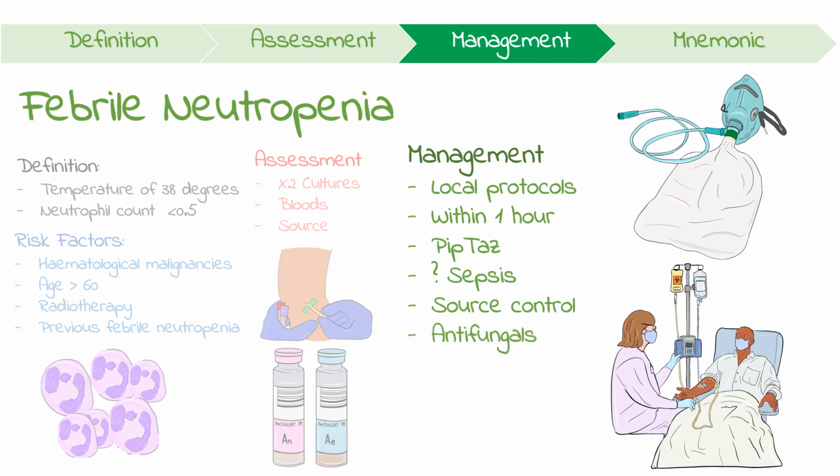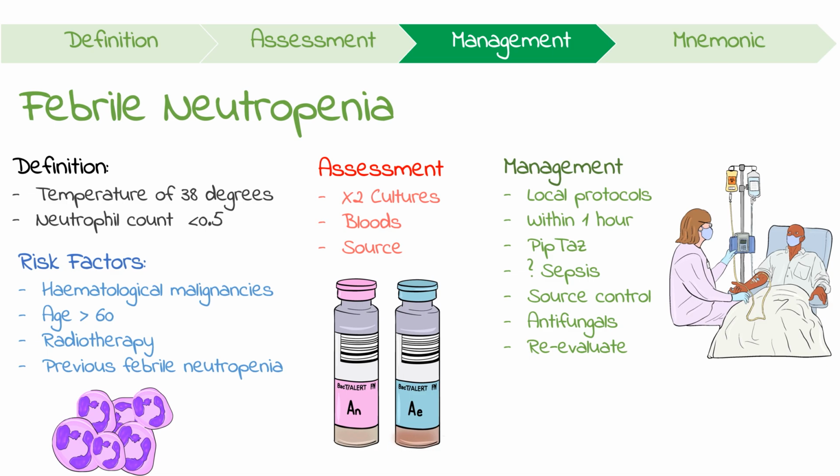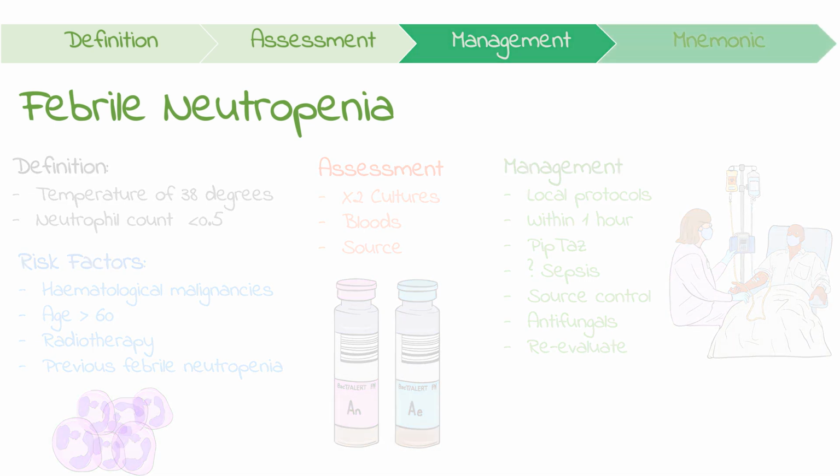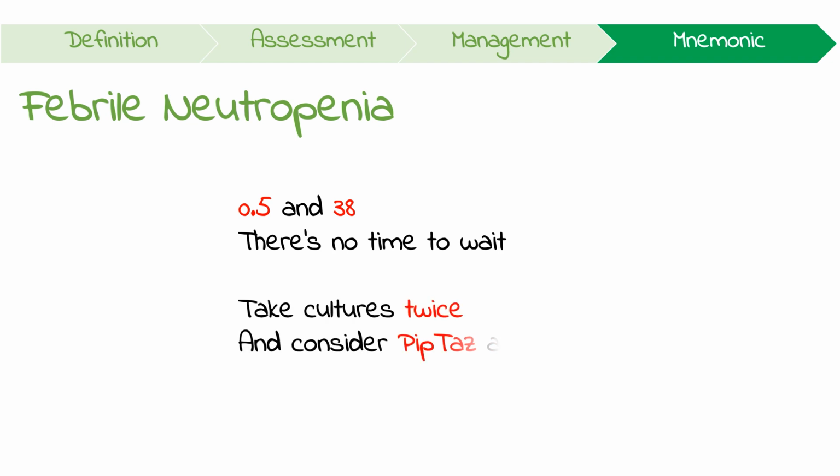Early antifungal and antiviral therapy may be required for patients suspected to have opportunistic infections, especially things like Candida albicans. Finally, management with antimicrobials needs to be monitored and regularly evaluated. Now, to remember all of this, I've got a mnemonic to help you remember the definition and some key parts of assessment and management. The poem of febrile neutropenia goes a little like this. 0.5 and 38, there's no time to wait. Take cultures twice and consider PIP-Taz and spice.